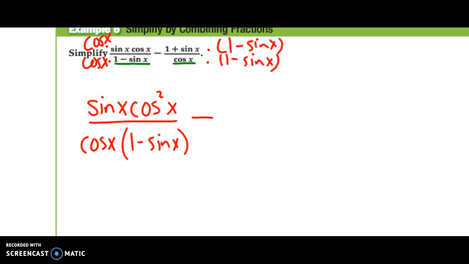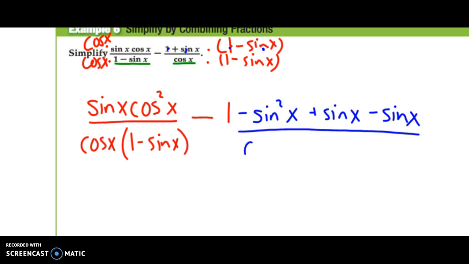minus, and then I'd have, well, let's see, 1 times 1 is 1. Sine x times sine x negative would be negative sine squared x. Okay, then I have to do sine x times 1, which would be plus sine x. And then I'd have to do 1 minus sine x, would be minus sine x, all over cosine x times 1 minus sine x. So I can simplify a little bit. You'll see I have plus sine x minus sine x, so those go away.